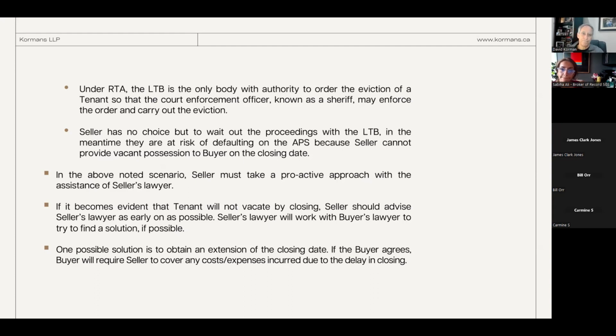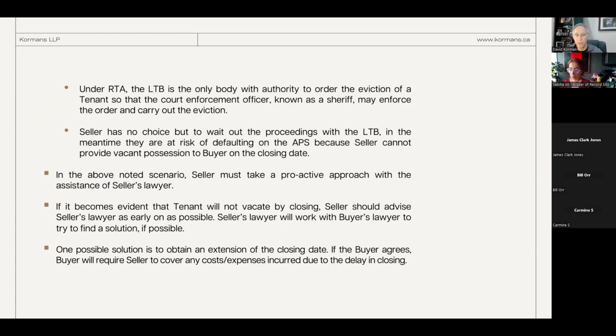So the seller should take a proactive approach with the assistance and guidance of the seller's lawyer on this, because you're facing a closing date. Time is of the essence. You don't want to be in breach of the agreement of purchase and sale. So if it becomes apparent that a tenant's not going to vacate by closing, the seller should be telling their lawyer, get the lawyer involved as early as possible, because the lawyer is going to have to reach out to the buyer's lawyer to try and find a solution if there is a possible solution.